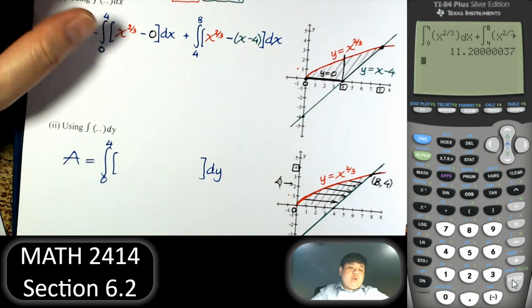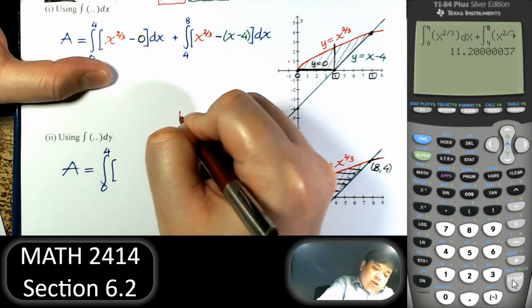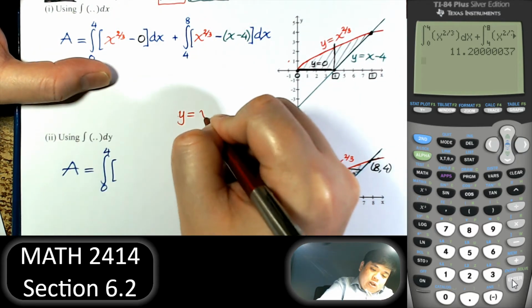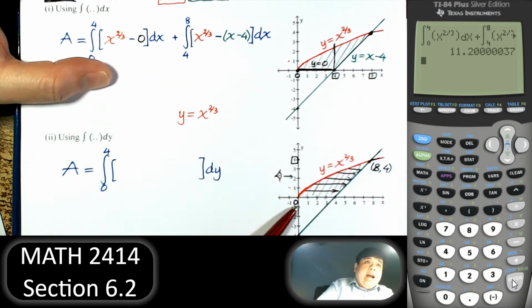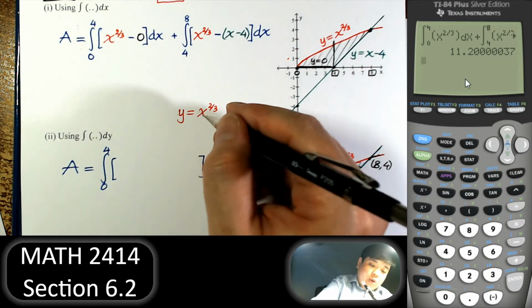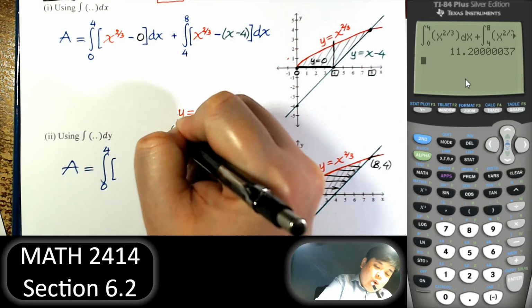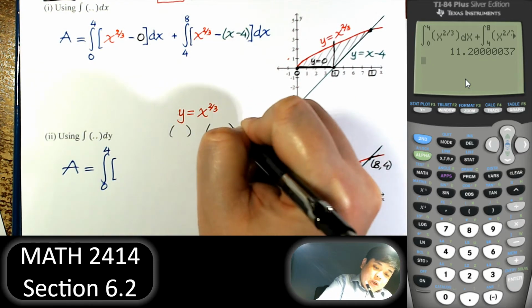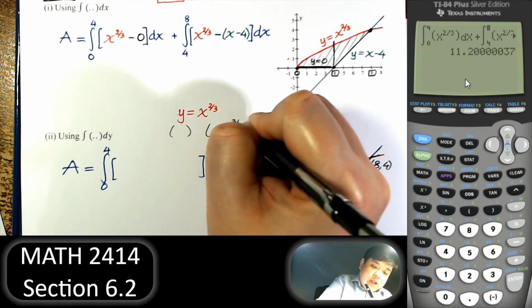Right. So now if we have y equal to x to the 2/3, how do we write this in terms of x equal to something of y? So what we do is we try to get back to x. We raise both sides to the reciprocal power of 3/2.